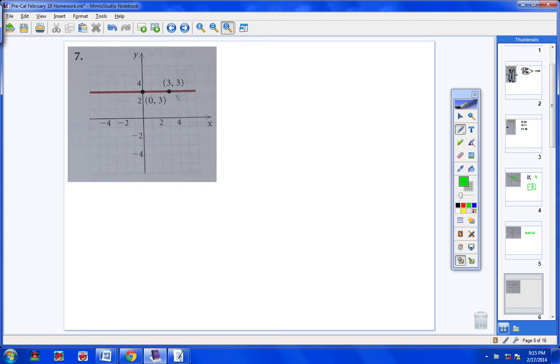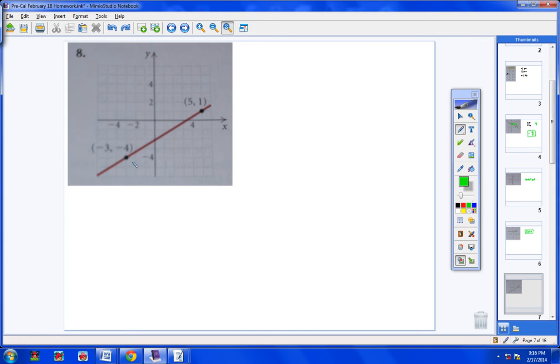Number 7, there's really no work to show. Whenever you have a horizontal line, the slope is always 0. Anytime you have a perfectly horizontal line, the slope is always 0. And that makes sense. It's flat. There's no rise at all. There's no steepness to the line. And so your slope is 0.